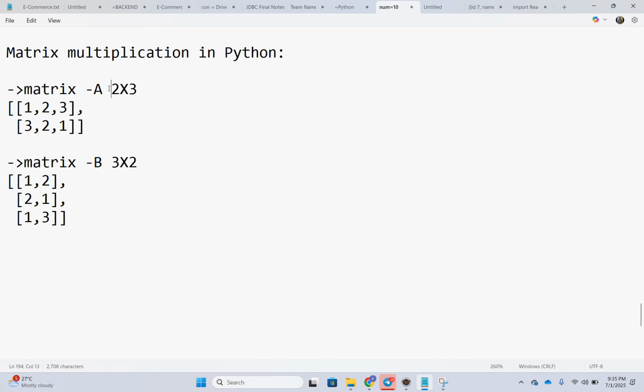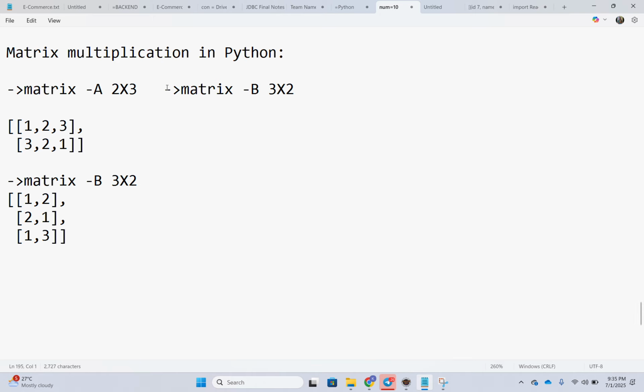So in matrix A, two rows, three columns. In matrix B, three rows, two columns. So I'm just copying this statement to here. Wait, to understand. I'll remove this also. You just have to understand. So this is matrix A, two rows, three columns. This is matrix B, three rows, two columns.